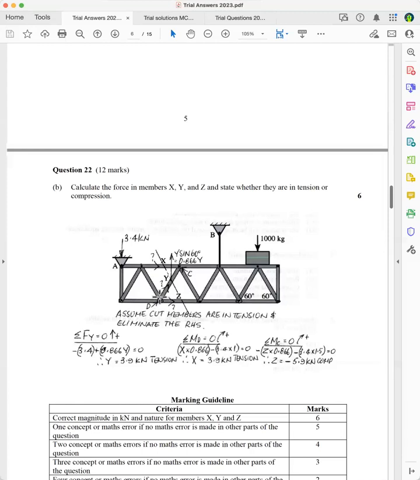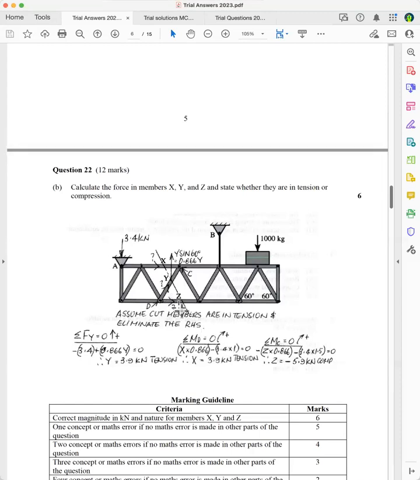And so you've got to work out what this perpendicular distance is. If it's 60 degrees and you're taking all members as 1 in length, that's 0.866. And so I've got X times 0.866, and that's going to go clockwise, minus 3.4 times 1, which is going anti-clockwise. And so you get an answer of 3.9 kilonewtons. And because it's positive, it's in tension.